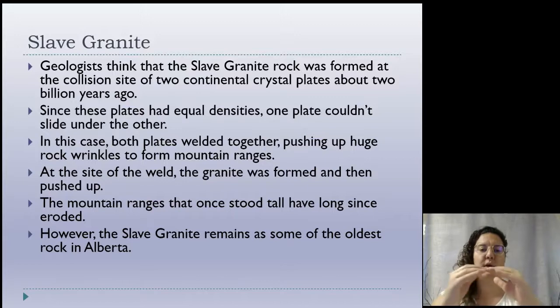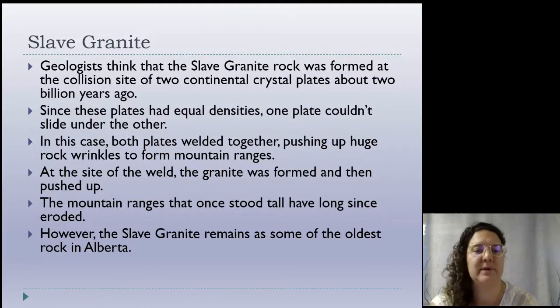At the site of this weld, granite was formed due to the immense amount of heat and pressure, and then it was pushed up. But over the last 2 billion years, those mountain ranges have eroded. And then the Slave granite is not mountains, but it's still there. And this is some of the oldest rock in Alberta. So, like I said, that Slave granite we just see in the very northeastern tip of Alberta, even though it covers most of Ontario and Quebec. Alberta only has a very little bit.